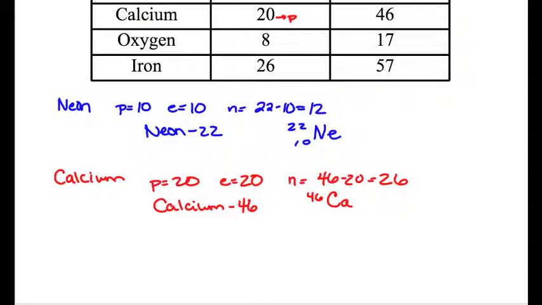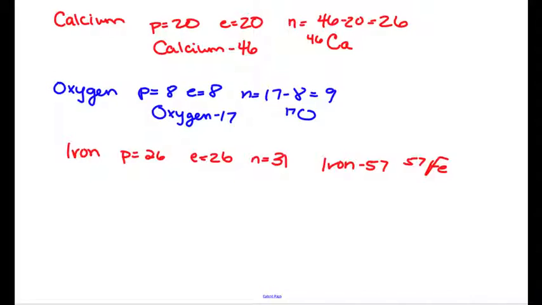Go ahead and try the last two. So pause the video, and then when you get your last two done, go ahead and come back and check. Okay, these are what you should get for your last two then. Oxygen 17 and iron 57, with 9 neutrons in oxygen and 31 neutrons in iron.